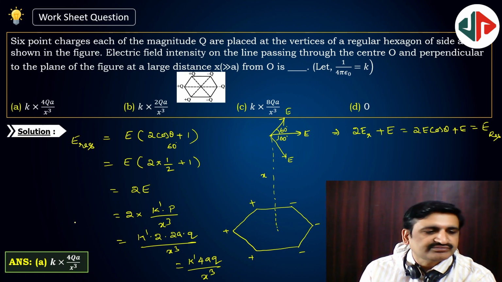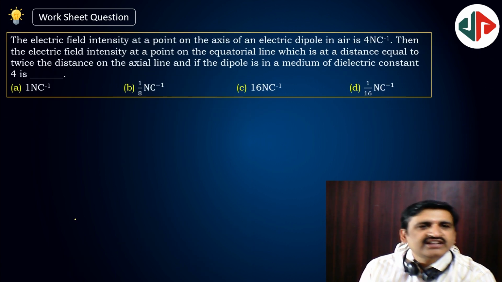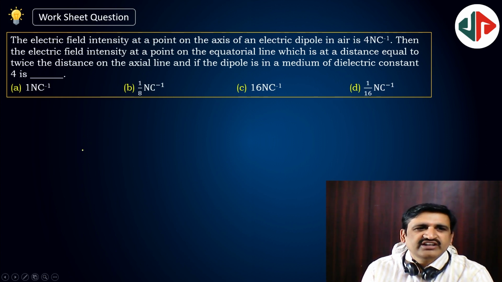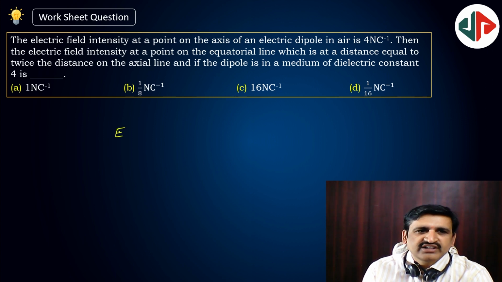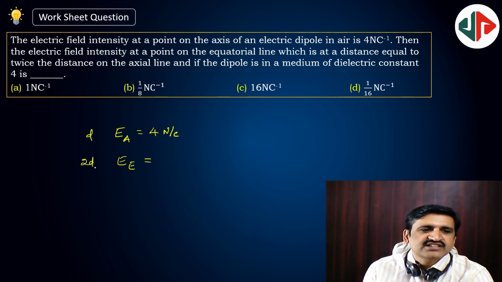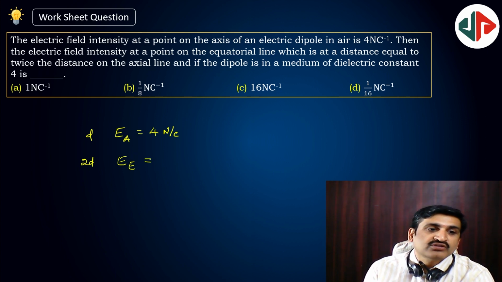Next. Electric field intensity at a point on the axis of an electric dipole in air is 4 Newton per Coulomb. Then the electric field intensity at a point on the equatorial line at a distance equal to twice the distance, if the dipole is in a medium of dielectric constant 4. Even here k is equal to 1, here dielectric constant is also 4.